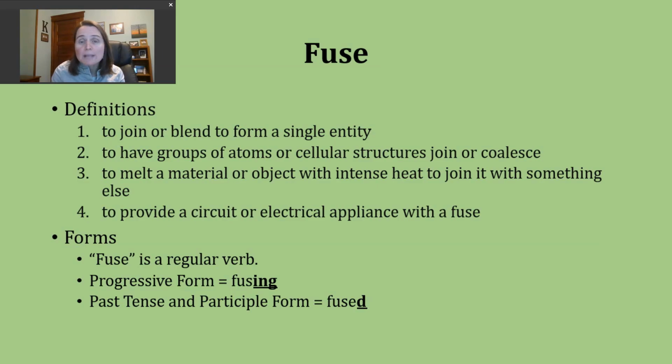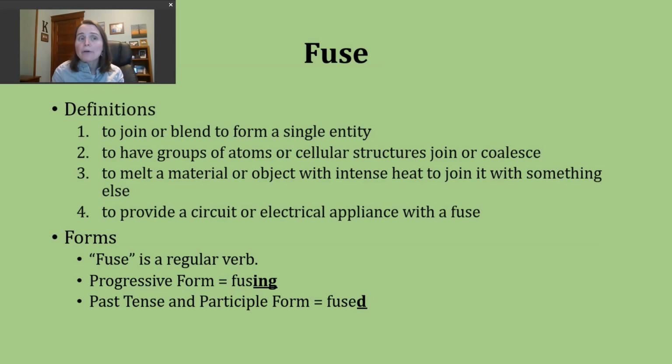If you want to make the progressive form of this verb, you're going to drop the E on the end because we have a verb that ends in the pattern vowel consonant E. Then we'll add ing, and that forms fusing. The past tense and the participle form of the verb can be made by just adding the letter D, since this verb already ends in an E.